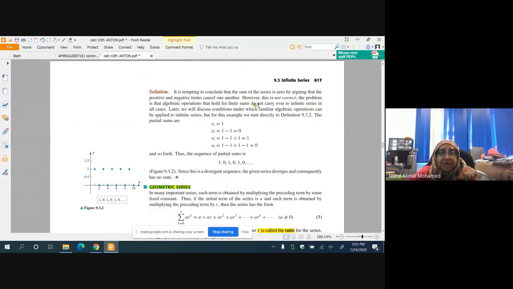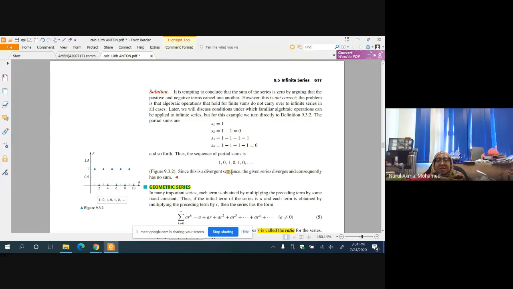Okay, so the solution: S1 is equal to 1. S2 is equal to 1 minus 1, which is 0. S3 is equal to 1 minus 1 plus 1, which is equal to 1. And then S4 is 1 minus 1 plus 1 minus 1, equal to 0. So the sequence of the partial sums will be 1, 0, 1, 0, and so on.